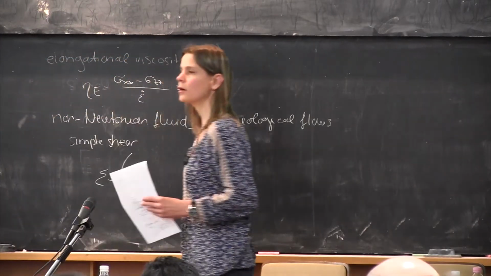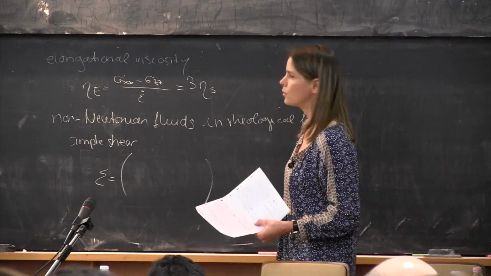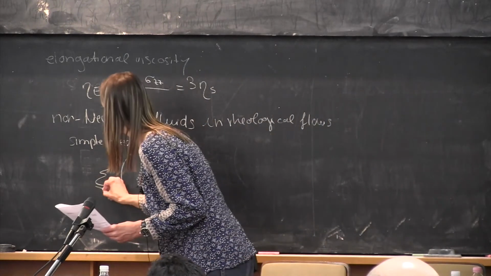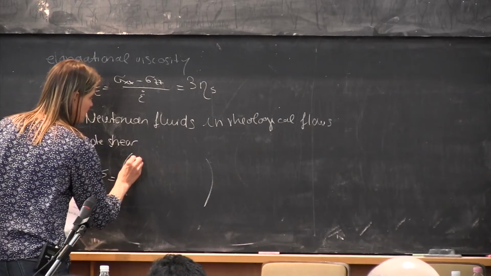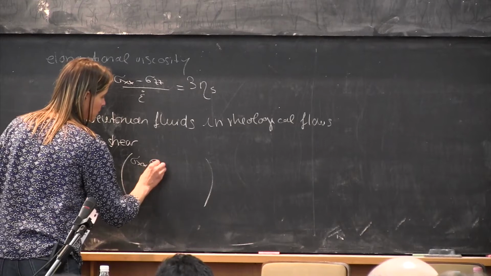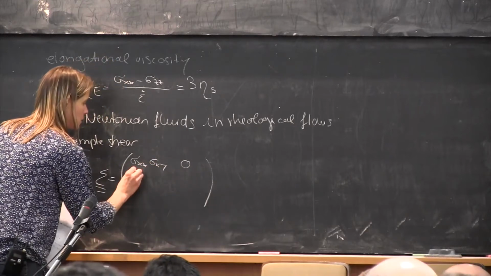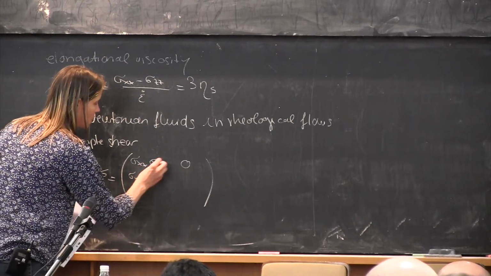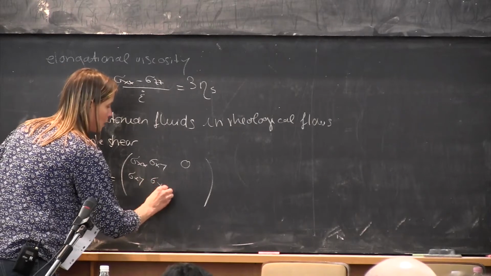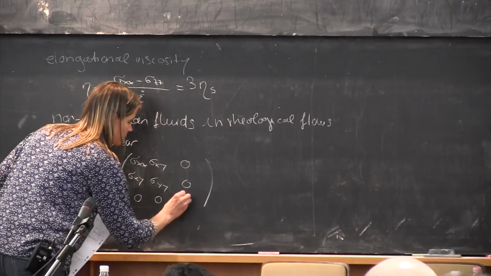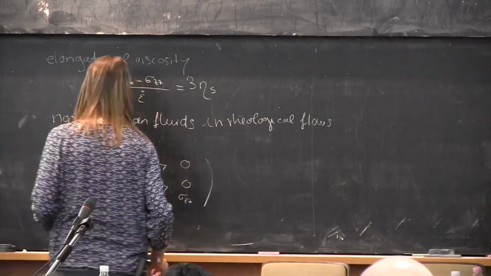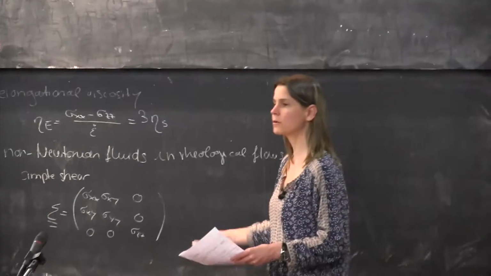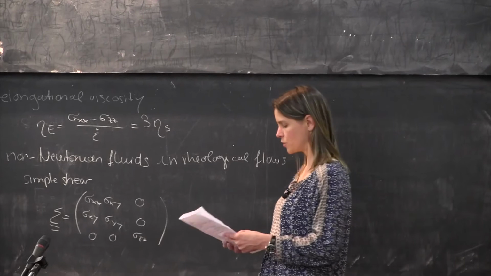by symmetry arguments, it can be shown that the only components in the stress tensor that are not zero are sigma xx, sigma xy, xy or yx as you like, it's symmetric, sigma yy, and sigma zz. Okay? So now with these, you can construct a number of things you can really measure in experiments.